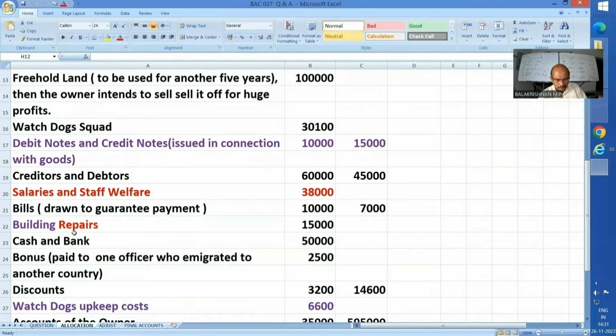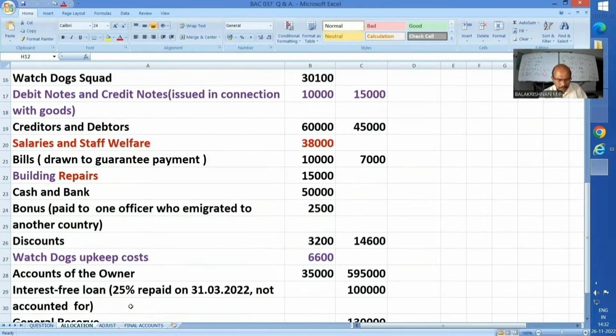Building, why I have shown half each is that in the adjustment they have mentioned that we have to apportion it between trading account and profit and loss account. That's why I have made it like this. When I'll be explaining the adjustment, it will be very clear to you. Watchdogs upkeep costs. Upkeep means maintenance of watchdogs. They are clearly told watchdogs are meant for factories, hence in the trading account.